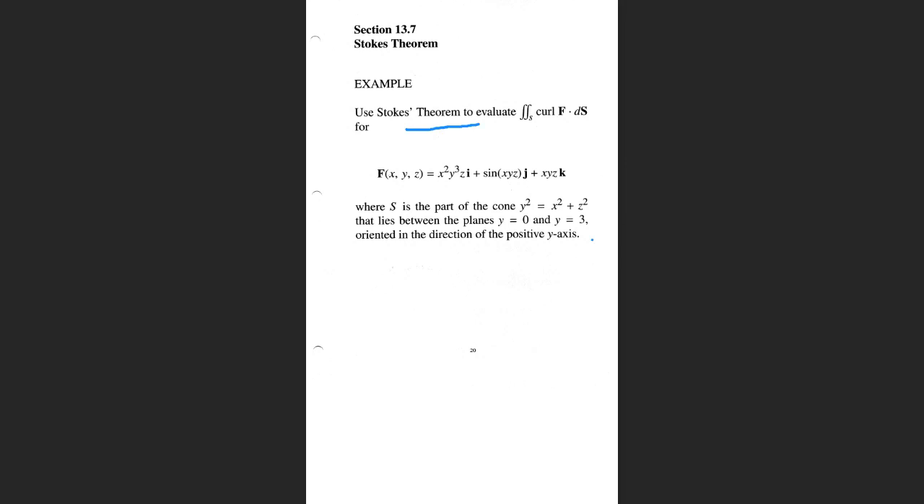Let me give you a moment to copy this example down. Now, this example is not in the textbook, but this is an example I'm selecting just to give you additional examples. Let me give you a moment to copy this example down, and we will proceed.